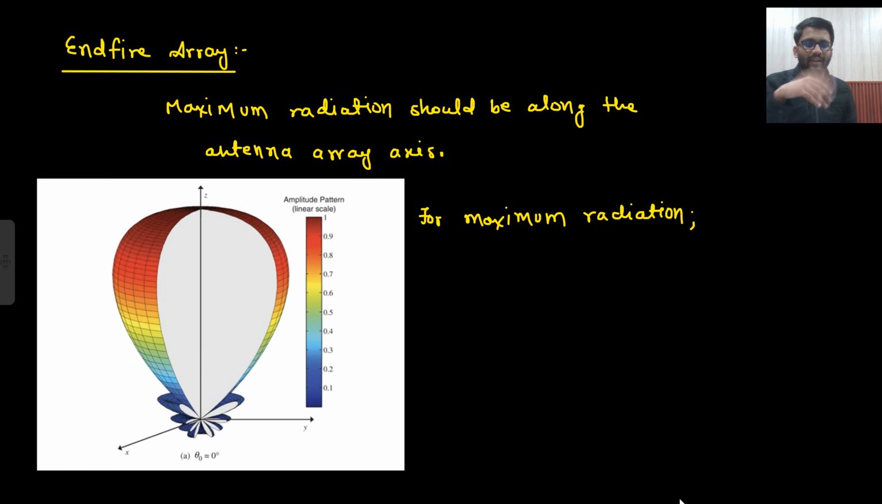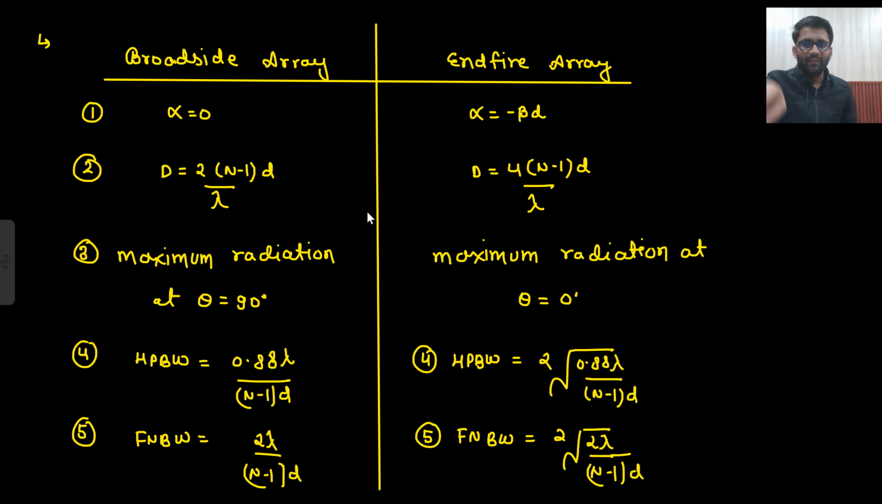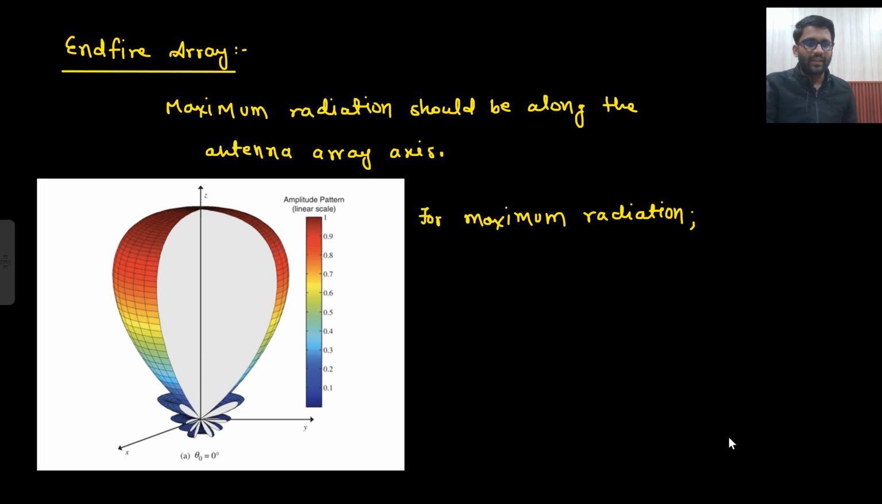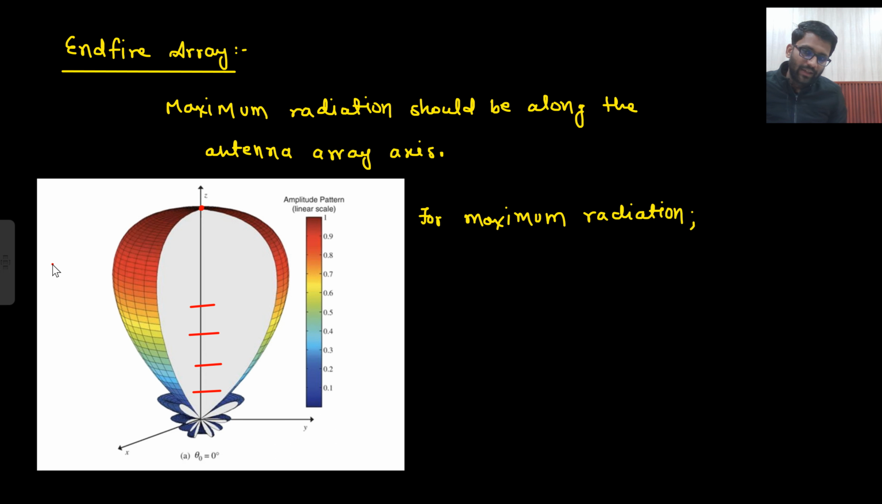Now let's talk about end fire array. For broadside array we will discuss one more point, but later on. First let's just discuss end fire array, then we will see another point about broadside array as well. Now for end fire array, again I am assuming my antennas on the Z axis only. But now the maximum radiation is on the Z axis itself. Where is my maximum radiation? Here is my maximum radiation. So what is my array axis? Array axis is your Z axis. So what I have written: maximum radiation should be along the antenna array axis.